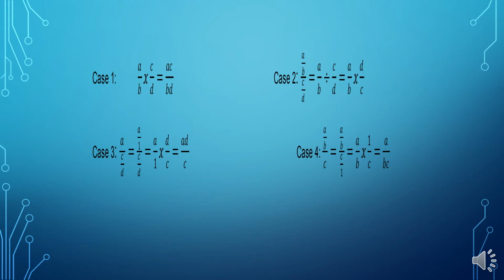So A over 1 divided by C over D. Since we are going to divide, for the next step we're going to find the reciprocal of our denominator. Since our denominator is C over D, its reciprocal will be D over C. And then after that, multiply. So A over 1 times D over C is equal to AD over C.